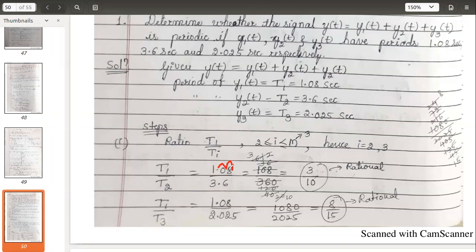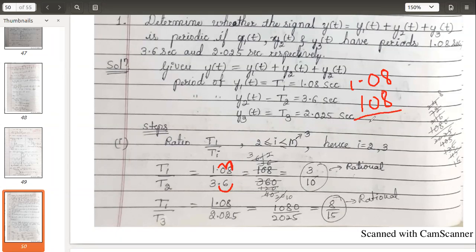If one place is here and here the second place, two places have been moved. And if you observe here, if I move this point here, it will become 36. I'll just show you. It is 1.08. If I move the decimal point in the numerator 2 times, it will become 108. In the numerator, the decimal point has moved 2 places.